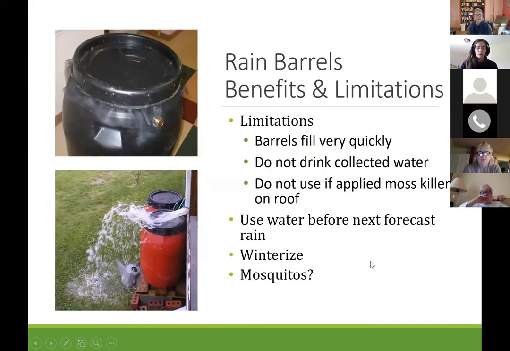We sort of talked about some of those. So limitations, really the barrels have a limited capacity. So we saw some pictures where people put multiple barrels side by side to daisy chain them, or just get a larger cistern, because they can fill up really quickly in a rainstorm.